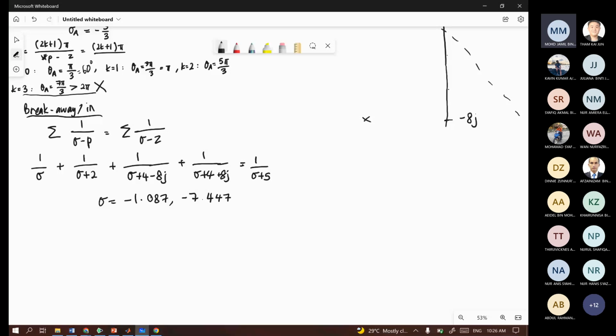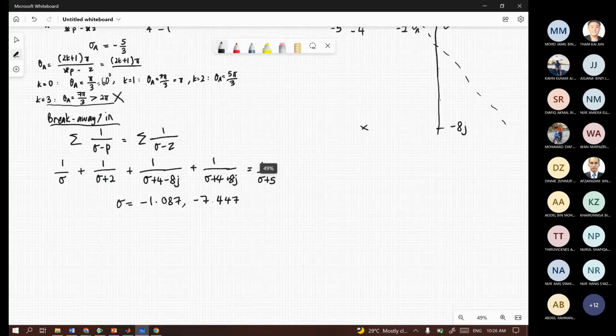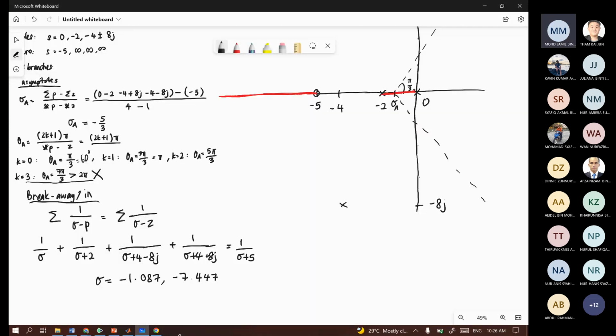Then we can sketch this on the S-plane. So negative 1.087 should be somewhere here, approximately. And then negative 7.447 should be around here, again approximately.